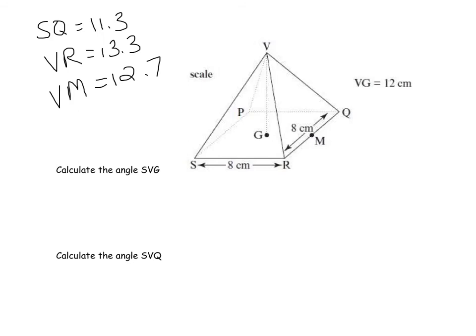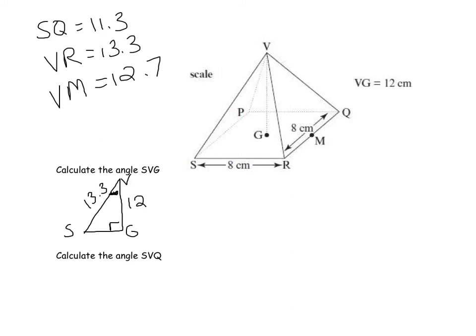Calculate the angle SVG. So this angle up here to the top going down that altitude. So that was a right triangle. SVG. Well, we know VG is 12. That was a definite. Do we know any of the other sides? Well, SV is the same length as VR, 13.3. And we're trying to find this angle up here.